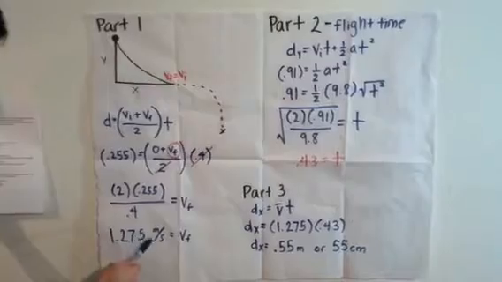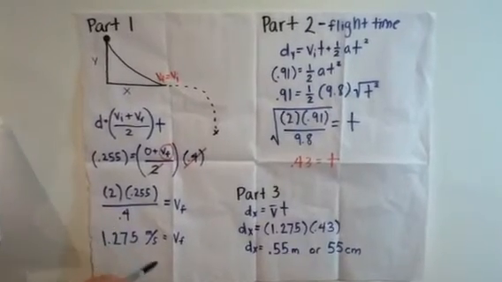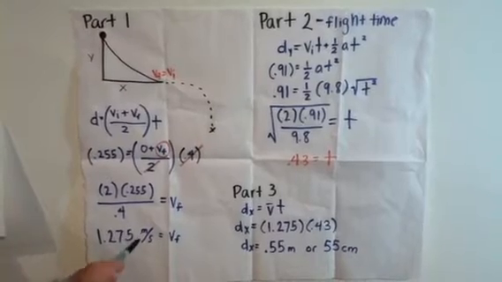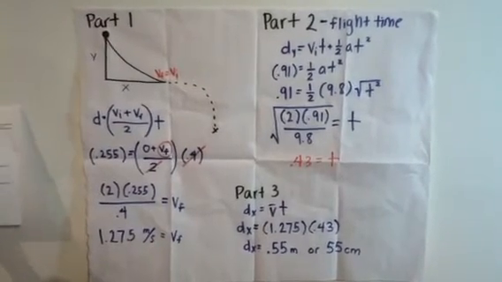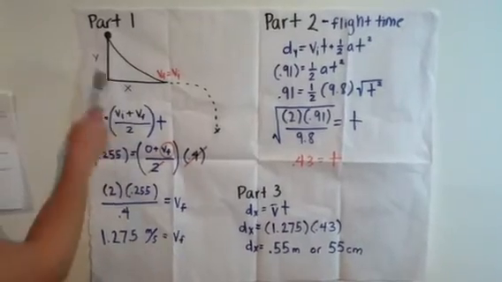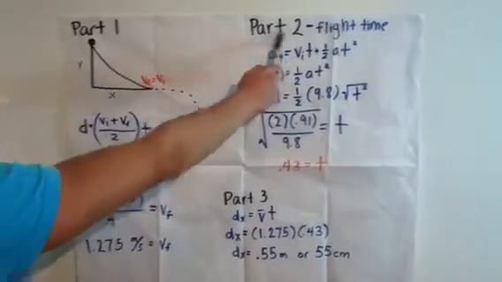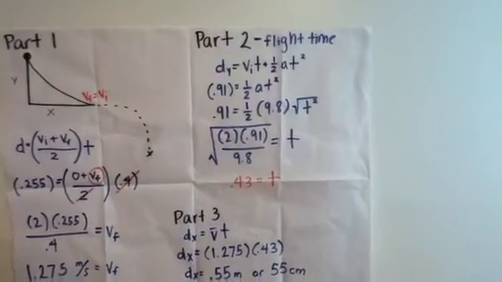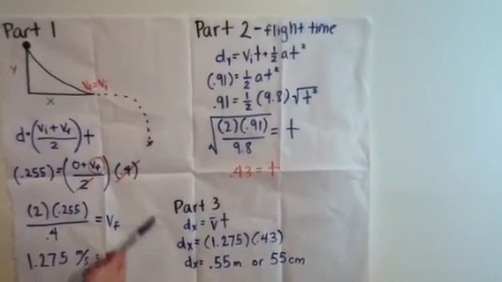So after I plugged in everything, I get that vf equals 1.275 meters per second. So now I have this part of my problem done. This is only part 1. So we have to go to part 2. We have to figure out what flight time is. So now you can solve for flight time.